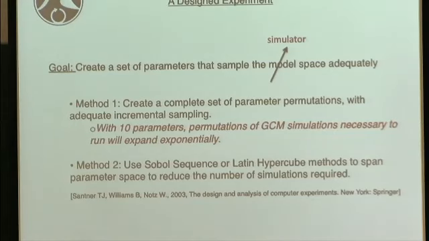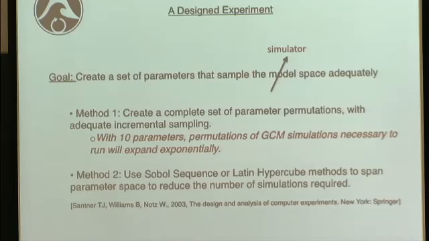So we want to have a design that allows us to have a set of parameters that sample the model, or as statisticians like to call it, simulator space adequately. You can do it the first way by just having this set of, let's say, 10 parameters and just permuting them. And that would get some large number of runs that you would need, because this would just expand exponentially.